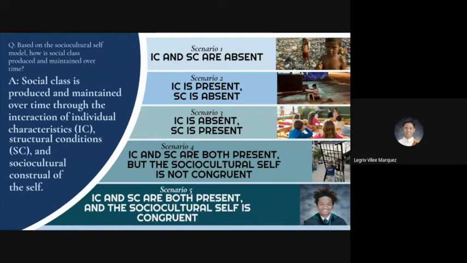Now, our understanding of how social class is produced, if production means social class ranking, then we should meet the fifth hypothesis or scenario 5, where the IC and the SC are both present and the sociocultural self is congruent. People have certain construals kasi on the basis of their social class. Okay, so when taken separately, the structure and individual approach are too narrow. Both are necessary conditions, but they are not sufficient in making a difference or in closing the social class disparities. So, individual construal is important. Next slide po.